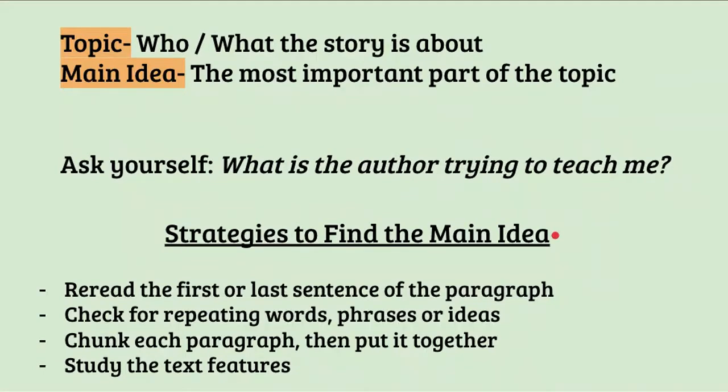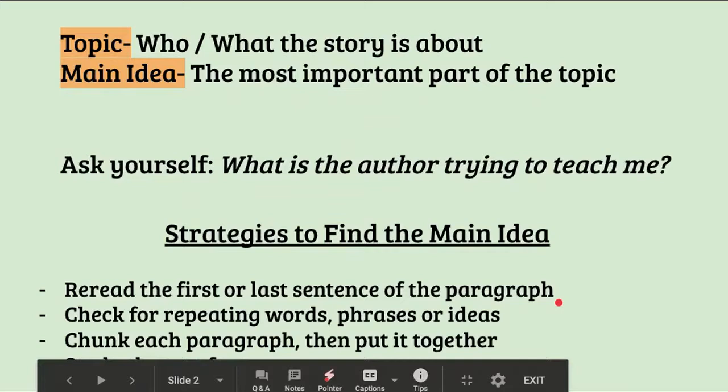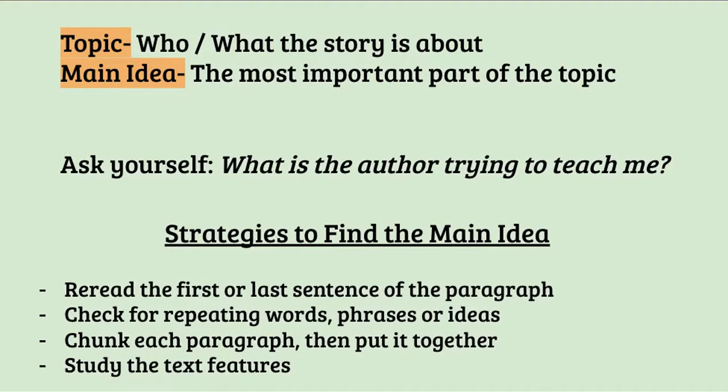There are so many different strategies to find the main idea of a text. Some of these we have talked about before, so let's just kind of review. You can always reread the first or the last sentence of a paragraph. You can check for repeating words or repeating phrases and ideas. This next one I'm going to be focusing on today, where you chunk each paragraph and then you get to put it together at the end. So I'm really going to be focusing on each paragraph in my section. And then the last one says you can always study the text features. So looking at the captions, the pictures, the bold words, that can all really help you find the main idea as well. So let's start to read this book and let's get started.